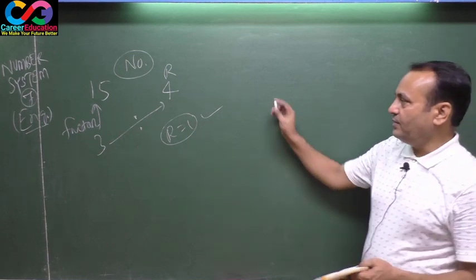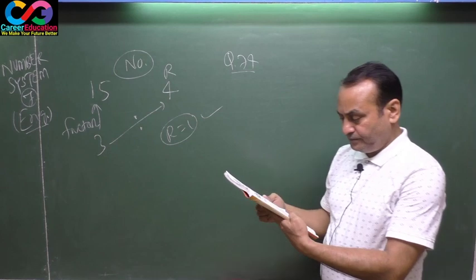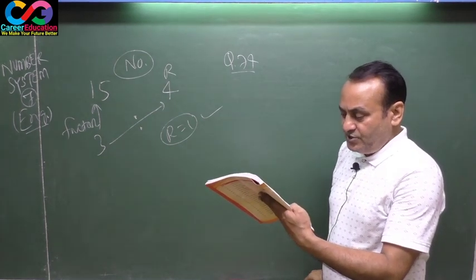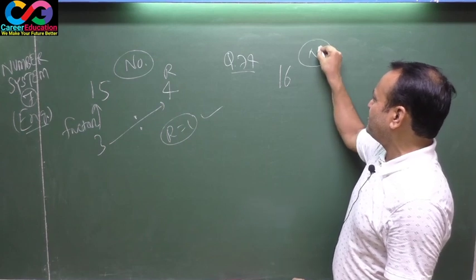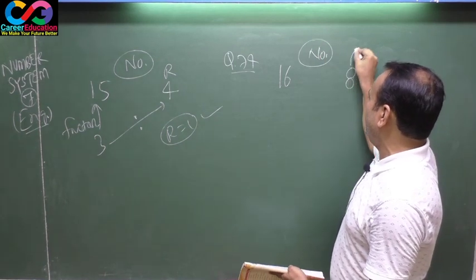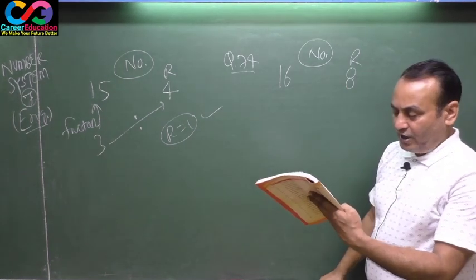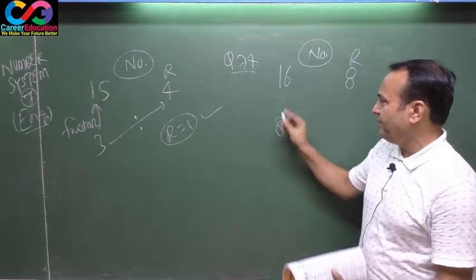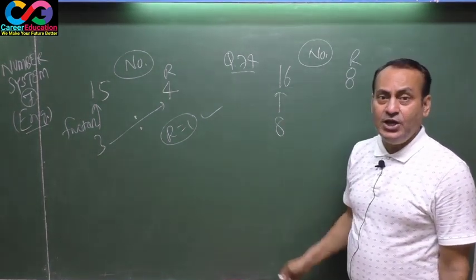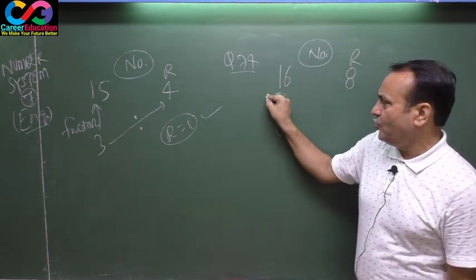Now come to question number 74. If a number is divided by 16, the remainder is 8. If the same number is divided by 8, what will be the remainder? You have to first check whether this is a factor of this or not. This is a factor of this.